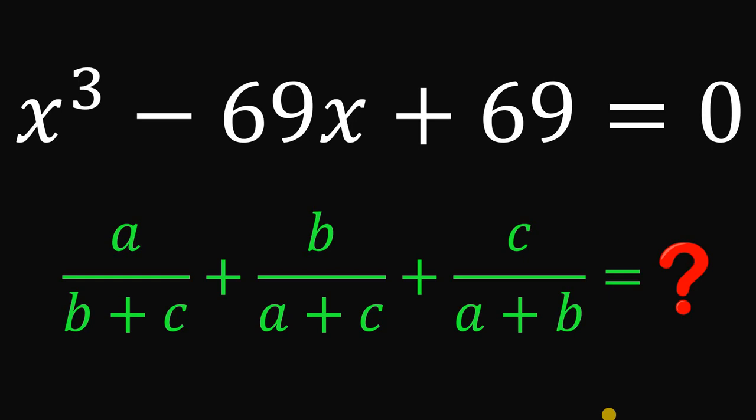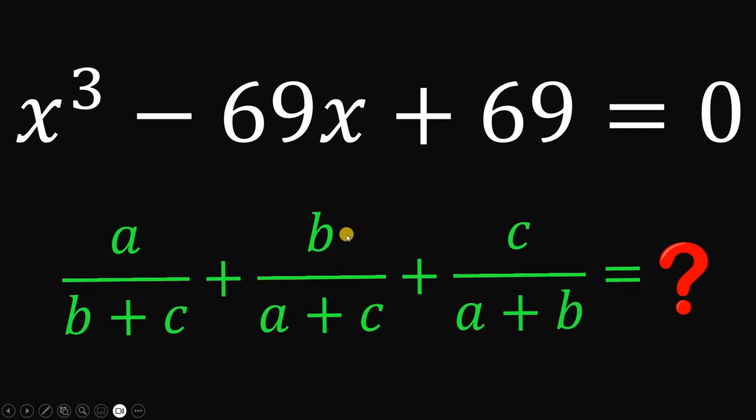Can you solve this math challenge? Here's the question. Given this equation x cubed minus 69x plus 69 equals 0, our goal is to find the value of a over b plus c plus b over a plus c plus c over a plus b, wherein a, b, and c are the roots of this cubic equation.